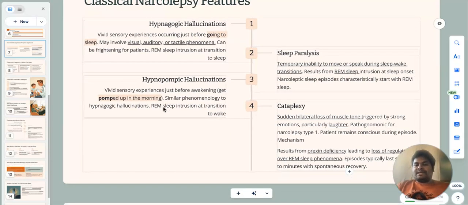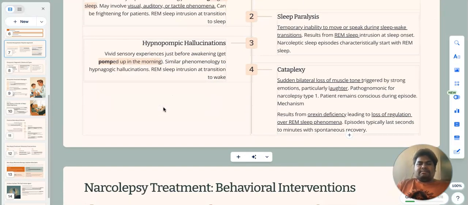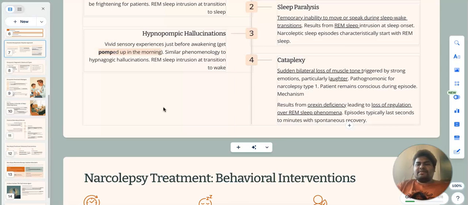So sleep paralysis is like, when the person wakes up in the morning, he cannot move or speak, although temporarily. So this phenomenon is called sleep paralysis. It occurs because of REM sleep intrusion at sleep onset. Okay, so it's again associated with REM sleep.